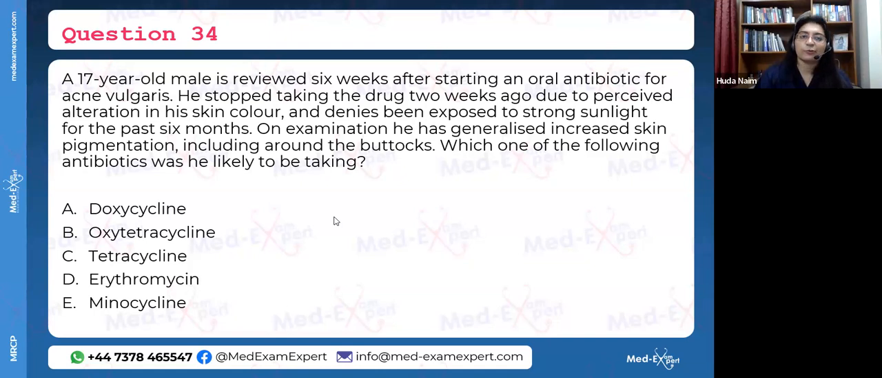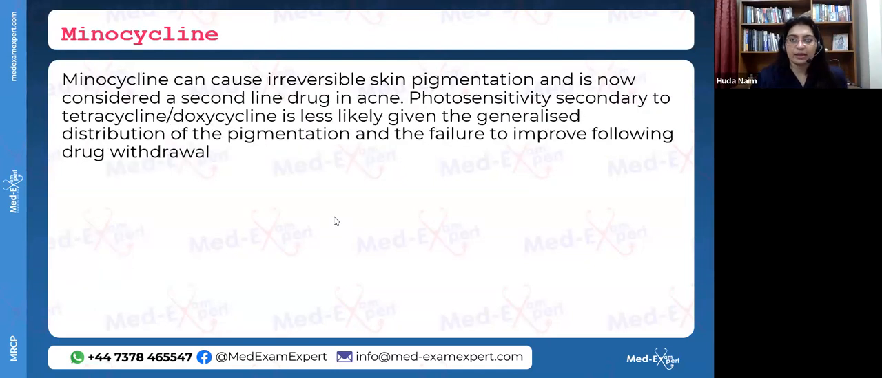So you have a 17-year-old male who started taking an antibiotic for acne, and he stopped taking the drug because of the alteration in his skin color. So there's some increased skin pigmentation, and that is because of minocycline. Okay, minocycline is the one that leads to irreversible skin pigmentation. Tetracyclines are more associated with photosensitivity, but the skin pigmentation is more because of minocycline. Okay.